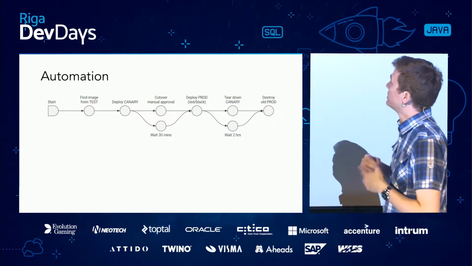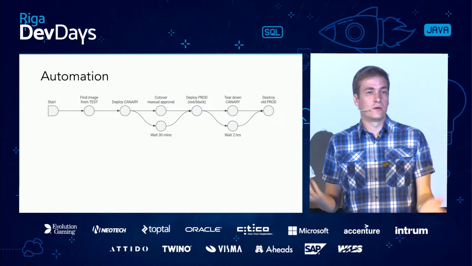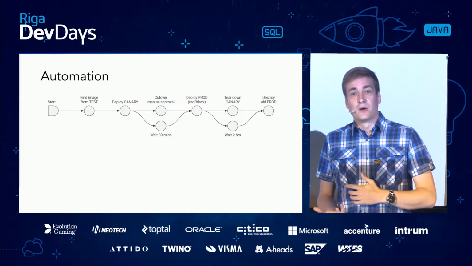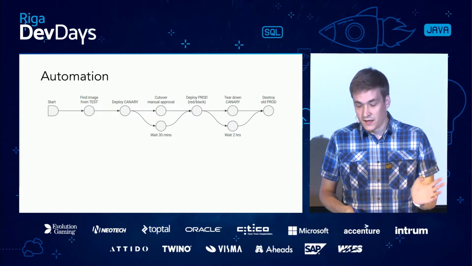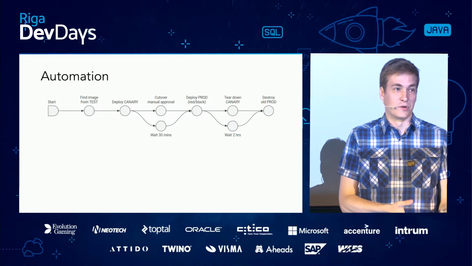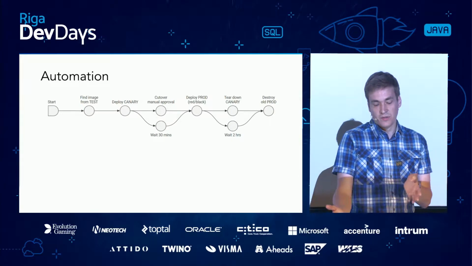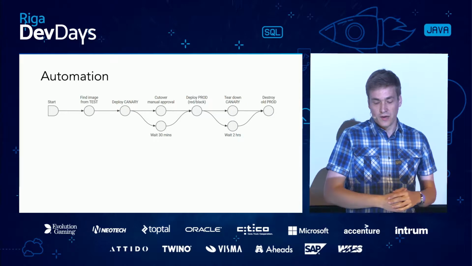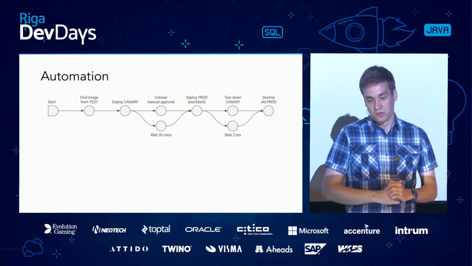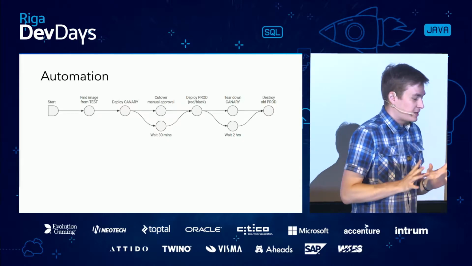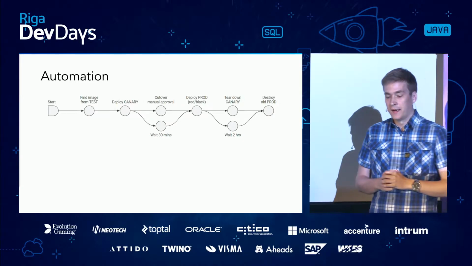And then after that, you do a deployment to production in a blue-green or red-black fashion, and then you tear down the canary. You wait 2 hours to make sure that everything's fine, and then you destroy the old version of production. Okay, so you could actually switch back up until the 2 hours, and then you have to redeploy the old version if you would want to switch back. Okay, so Spinnaker kind of helps you with this.